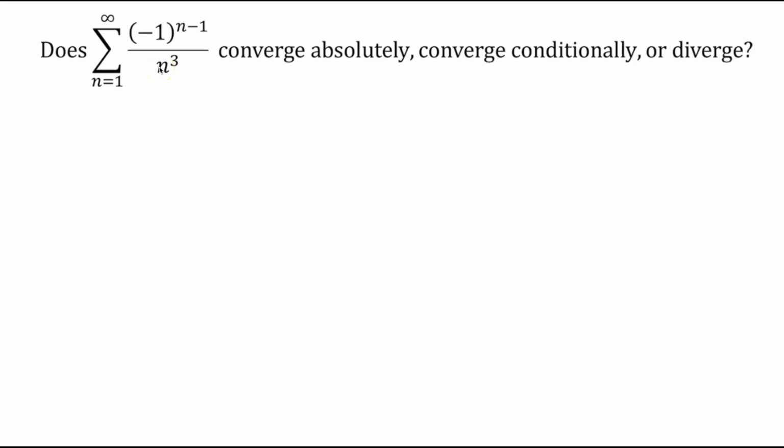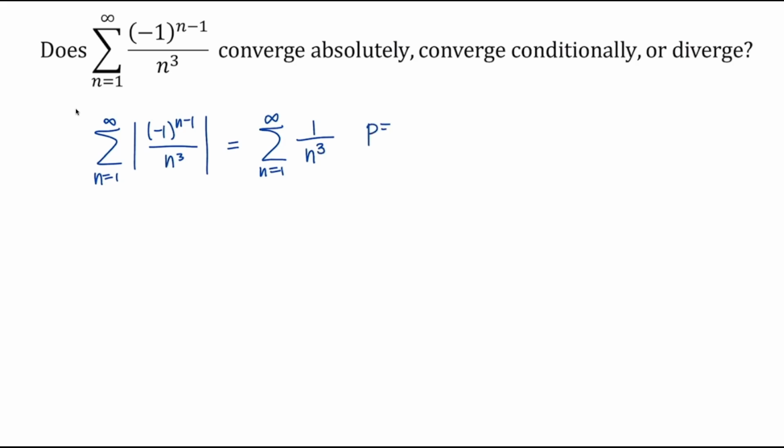Now, we're going to go ahead and check first if it converges absolutely. So we're going to consider this series with positive terms only. So we're going to consider the sum of n equals 1 to infinity of the absolute value. And that, of course, is going to affect the numerator, that alternating factor, and it's going to have us look at the sum of n equals 1 to infinity of 1 over n cubed. So this is a p series with p equal to 3, which is greater than 1. So this is a convergent p series.